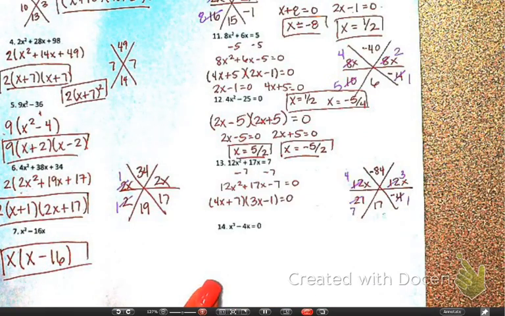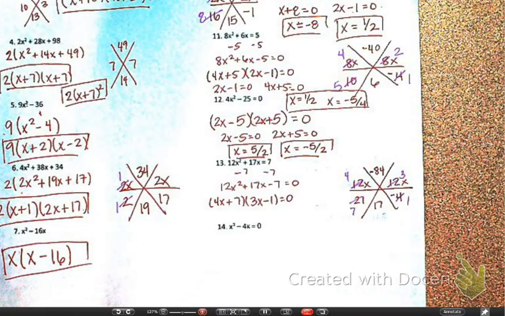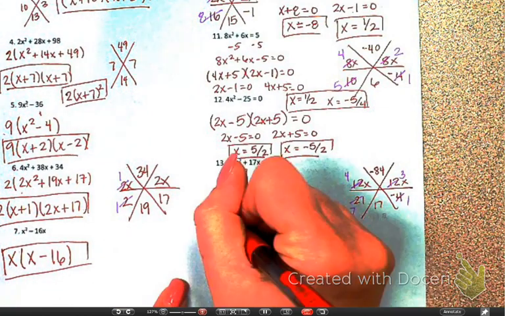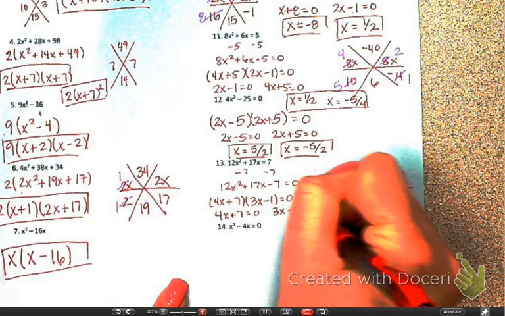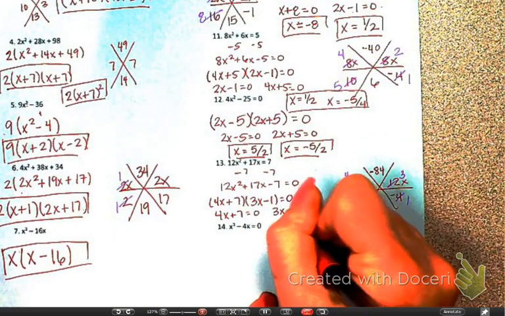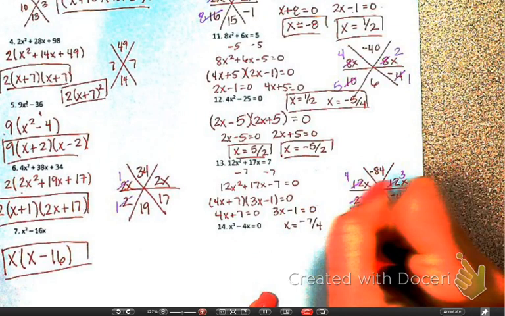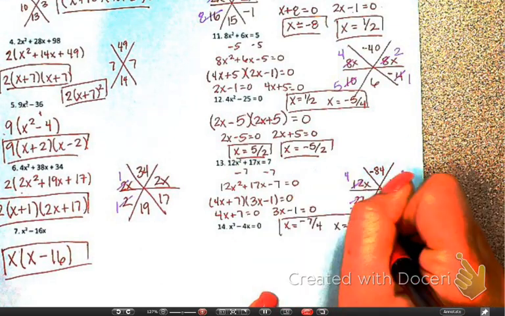Okay. So 4x plus 7 equals 0, and 3x minus 1 equals 0. Final answer: negative 7/4 and positive 1/3.